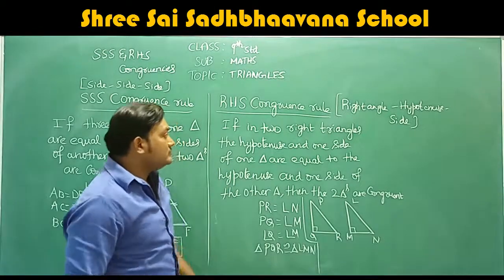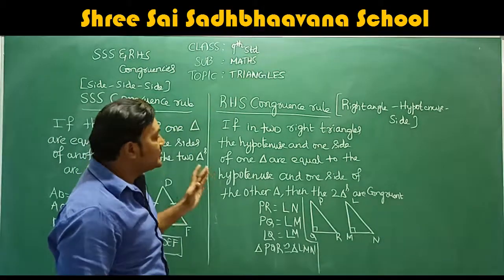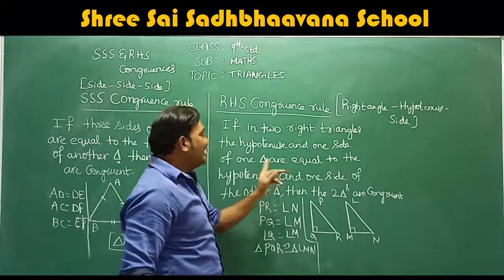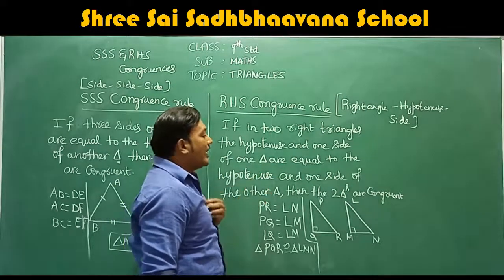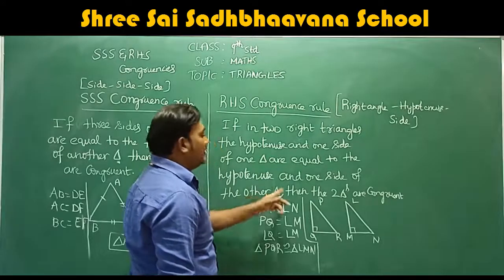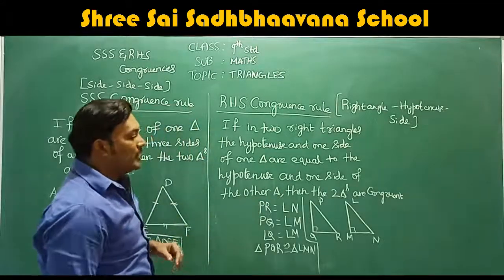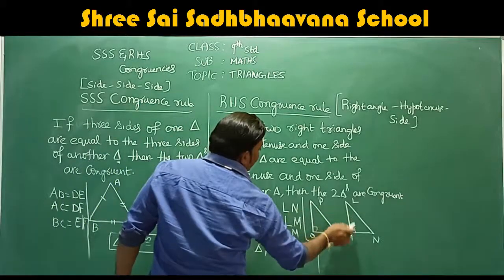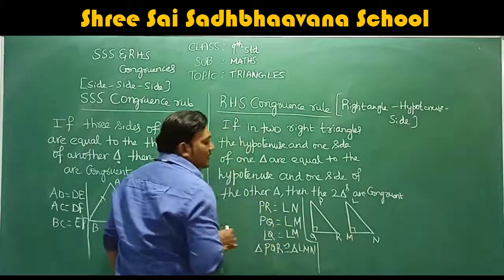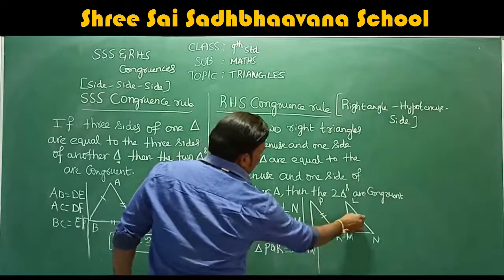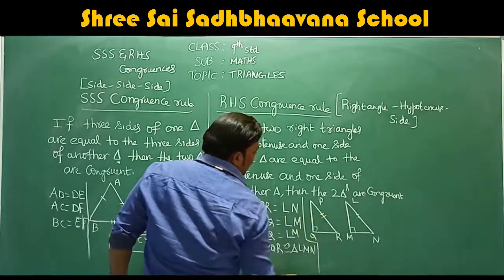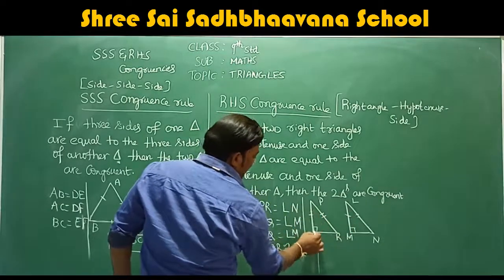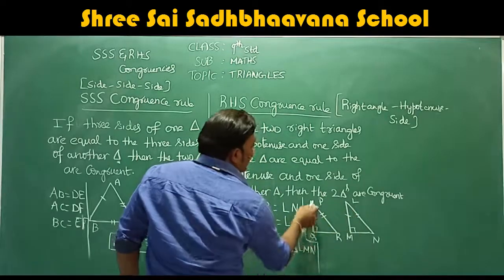So what is the statement? If in two right triangles, the hypotenuse and one side of one triangle are equal to the hypotenuse and one side of another triangle, then the two triangles are congruent. I'll just explain with an example. Here two triangles we have taken, PQR and LMN. In these two triangles, hypotenuse PR is equal to LN, and PQ is equal to LM. See how the sides PQ and LM, corresponding sides, are equal, and the hypotenuse.